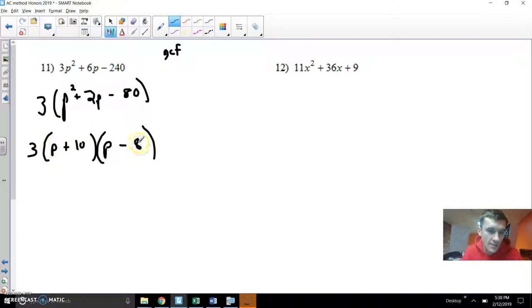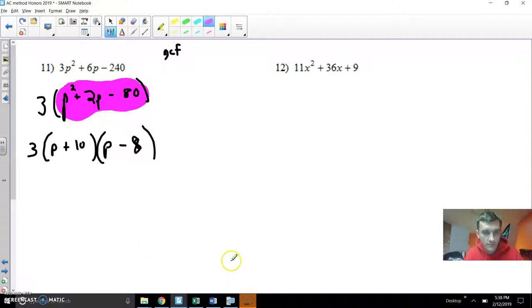So this is p plus 10. It's kind of hard to read. I'll try to draw that again. This is p minus 8. So you still have the 3 out front, and that's still part of your answer, but the first thing we did is basically divide the 3 off of all the coefficients so that we could see something that's a little easier to factor. And what happened is it turned into a coefficient of 1 that can then factor in this way.